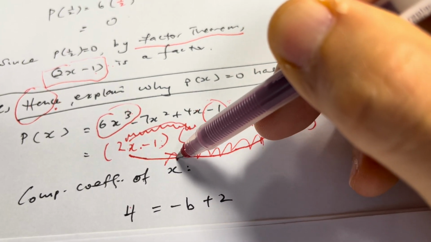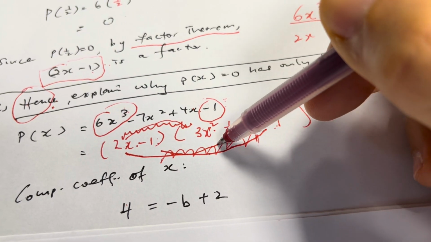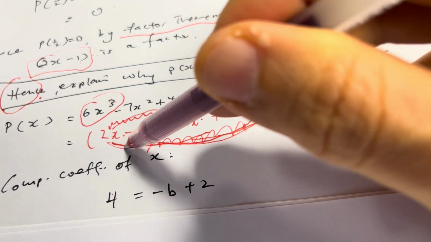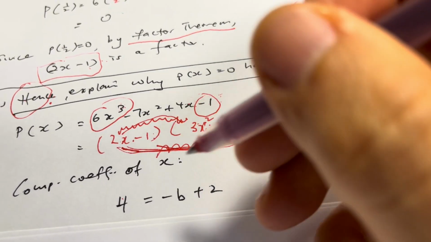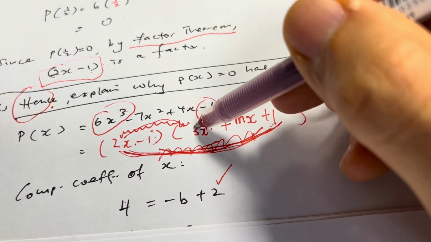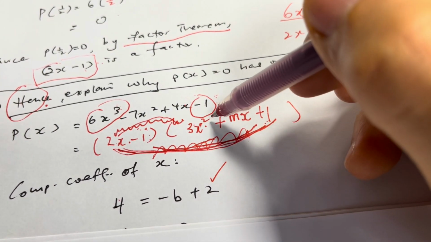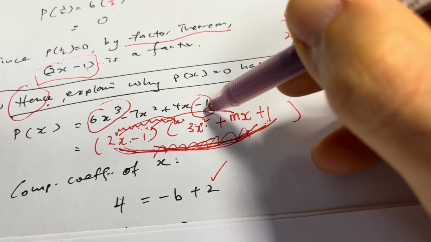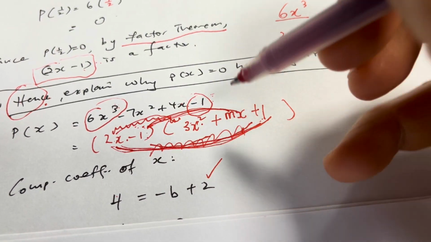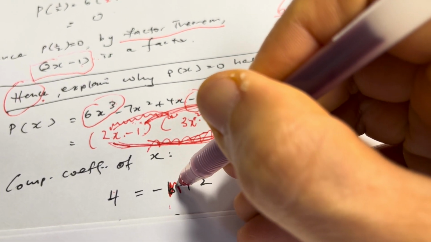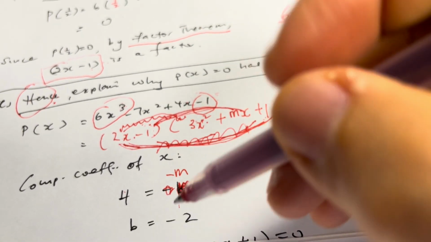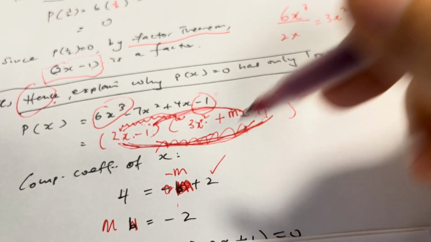x. Okay, so if I try to combine with this, of course I can't get x. I'll get x cubed. If I combine with this, I'll get x squared, so I don't want that. That's why I combine with the 1 here. So 2x times 1 is going to give me 2. Then minus 1 times this will give me an x squared term, I don't want that. Minus 1 times this, yes, will give me an x term, and the coefficient is minus m. And from here, you will be able to find that your m is minus 2.